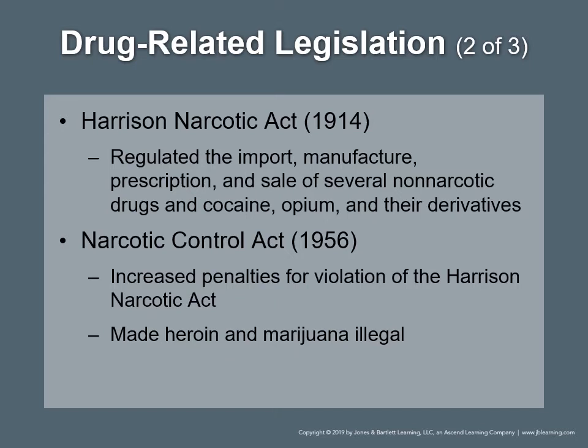The Harrison Narcotic Act of 1914 regulated the import, manufacturing, prescription, and sale of several narcotic drugs and cocaine, opium, and their derivatives. This requires precise record keeping about the dispensing of controlled drugs, required registration of distributors such as pharmacists, and illegal possession or distribution of controlled drugs could result in fines and imprisonment.